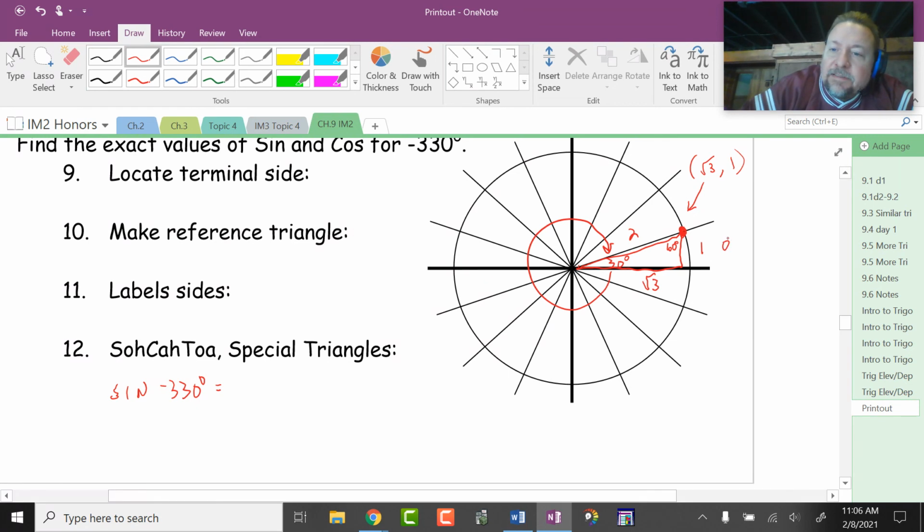Oops, sorry. Opposite. Yep, you got it. Adjacent and hypotenuse, because it's the reference angle that we deal those sides with here. I know it sounded weird, but that's the reference angle, so that's why we do that. So yes, it's 1/2. Next, Kayla, what's cosine of negative 330?